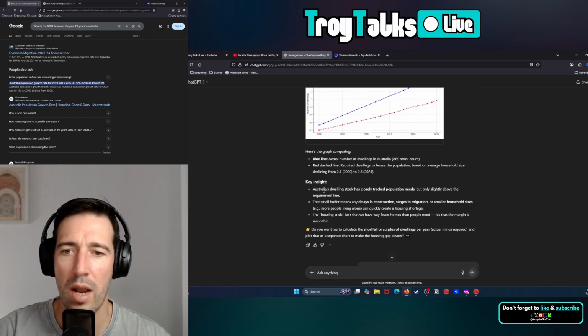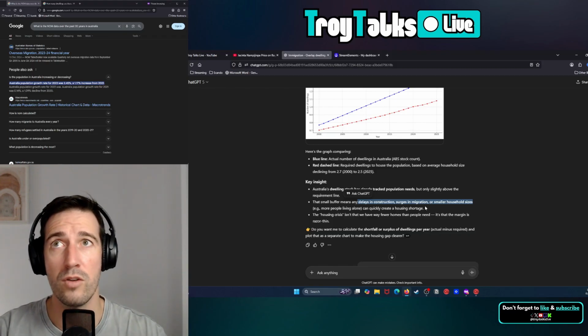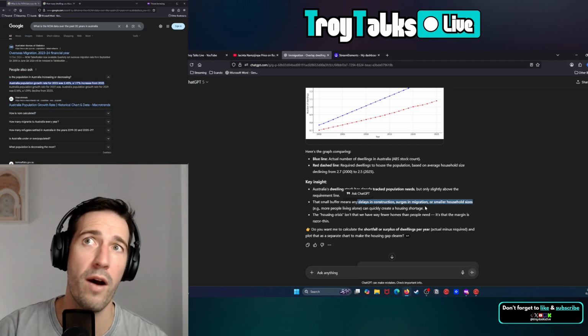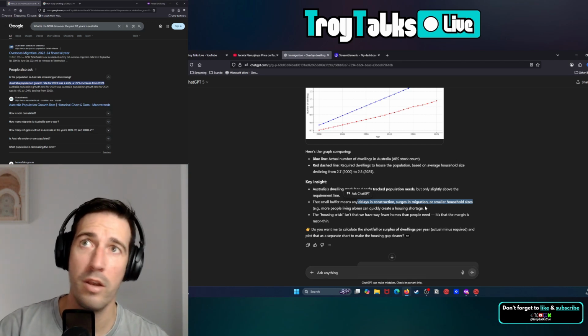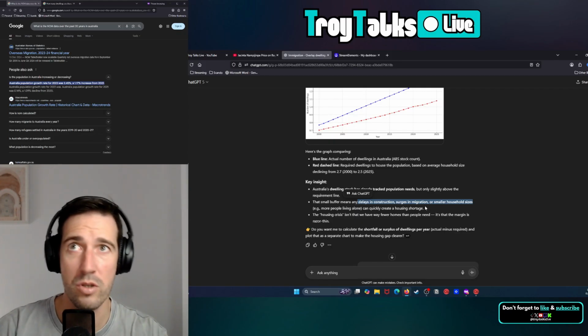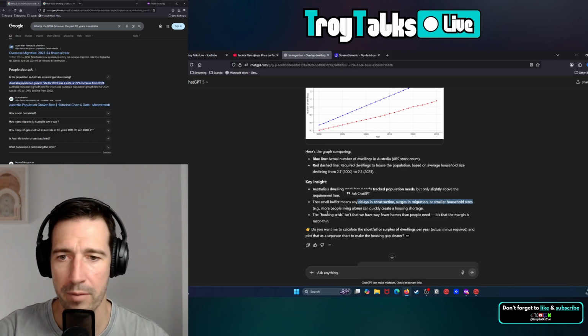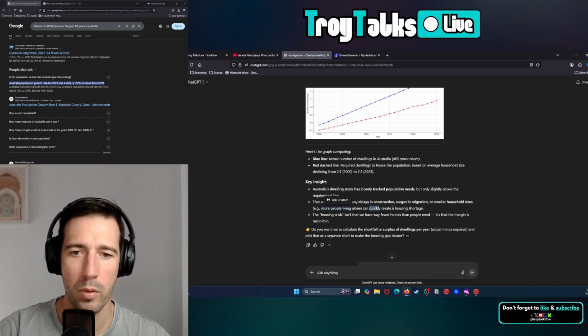So key insights: Australia's dwelling stock has closely tracked population needs, but only slightly above the requirement line. That small buffer means any delays in construction, surges in migration, or smaller household sizes can cause problems. Like we said before, in the year 2000 it was 2.7 average people, and now in 2025 it's 2.5. If that is a downwards trend, in another 25 years we could be at like 2 people, just as a round figure.